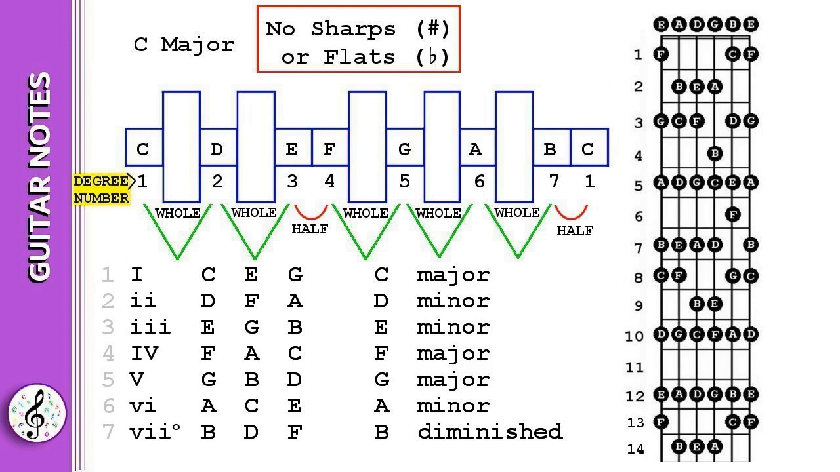If we change the numbers of the chords to Roman numerals, we end up with this type of pattern, and you'll notice that a capital Roman numeral will make it a major, a lowercase Roman numeral will make it a minor, a lowercase with a little circle, a degree symbol, will make it a diminished chord.